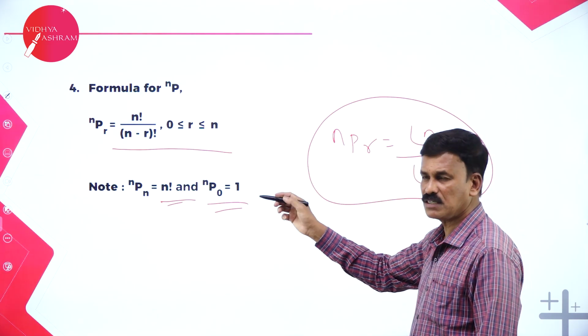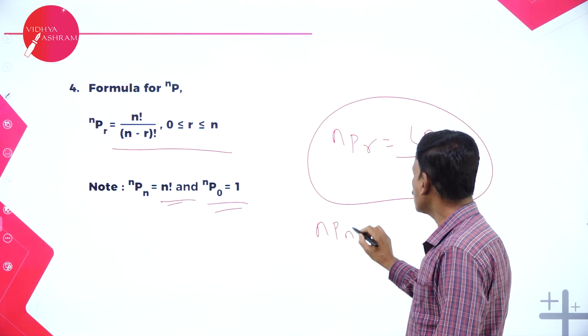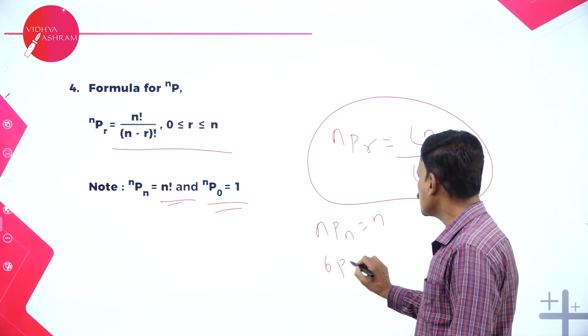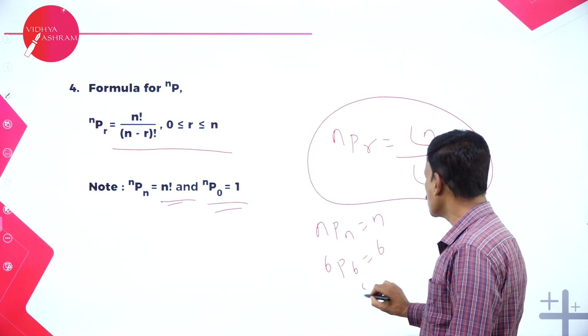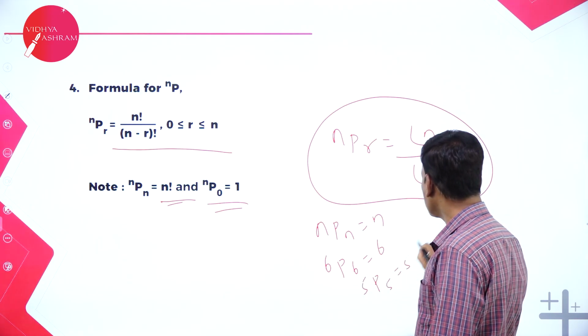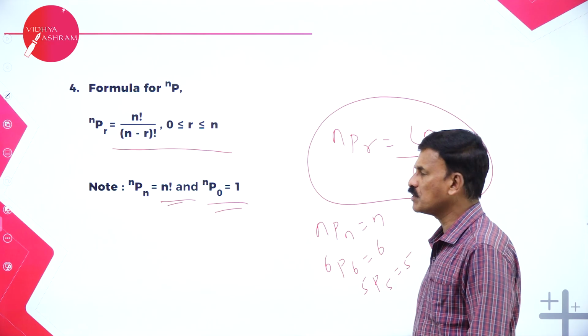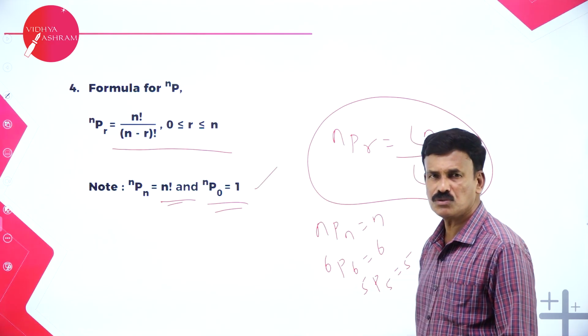And nPn is always equal to n factorial. For example, 6P6 is always equal to 6 factorial. 5P5 is also equal to 5 factorial. And similarly, nP0 is always equal to 1.